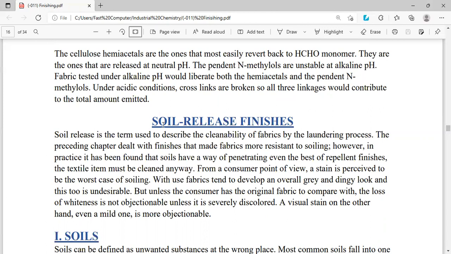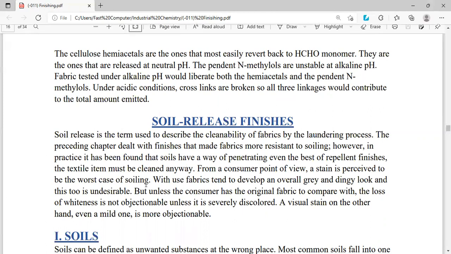Now we will discuss soil release finishes. Soil release is a term used to describe the cleanability of fabrics by the laundering process. From a consumer point of view, a stain is perceived to be the worst case of soiling. With use, fabrics tend to develop an overall gray and dingy look, and this too is undesirable. But unless the consumer has the original fabric to compare with, the loss of whiteness is not objectionable unless it is severely discolored. A visual stain, on the other hand, even a mild one, is more objectionable.